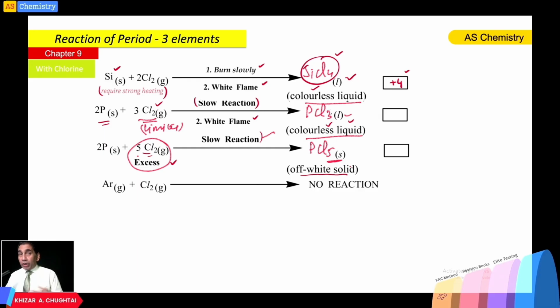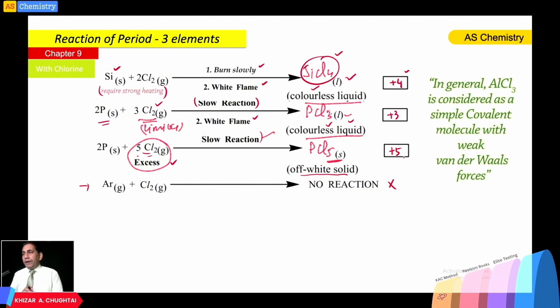Same is the case if you are going to use excess Cl2, then PCl5, that is an off-white solid, that is not a liquid. It's an off-white solid and it is supposed to be formed over here. And in the first reaction, the phosphorus is showing +3 oxidation state, but here this phosphorus is showing +5 oxidation state. And at the last, this argon is not supposed to react as it's a noble gas and it is already stable. So these are the basic reactions of period 3 elements with chlorine.